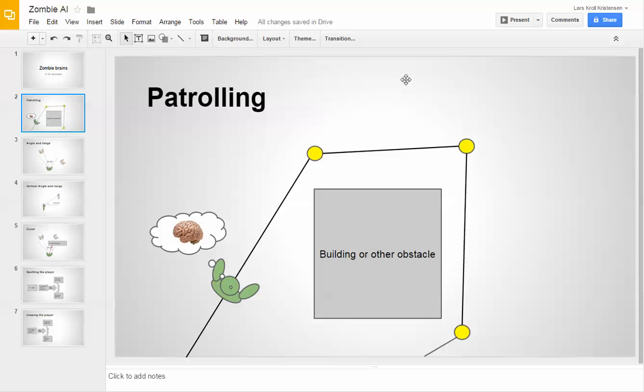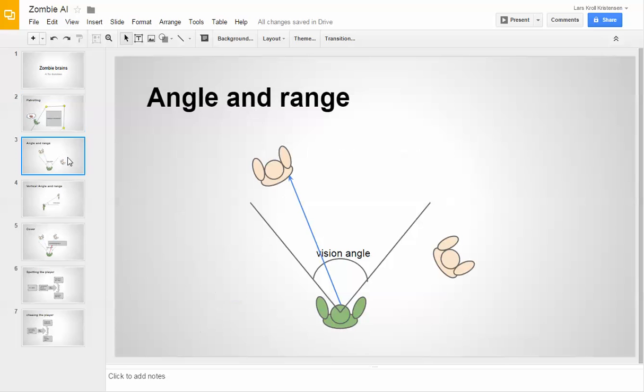Okay, so we talked about patrolling and we saw how that worked in the editor. So let's talk about angle and range and how the zombies managed to actually spot Janet. So the way it basically works is really simple. By the way, most of this is lifted pretty much from the stealth tutorial on Unity's homepage, so on unity3d.com.